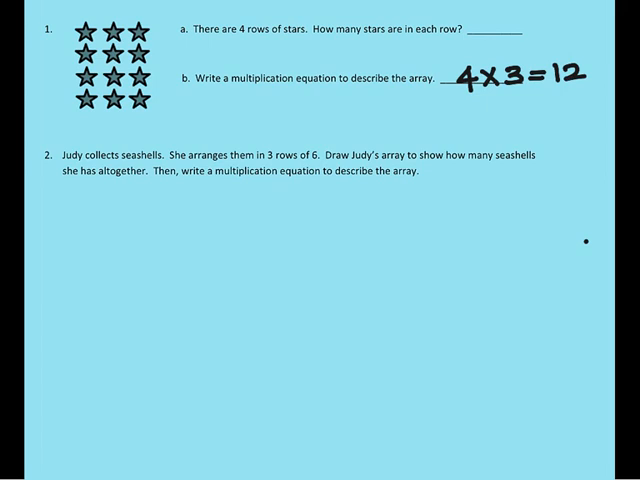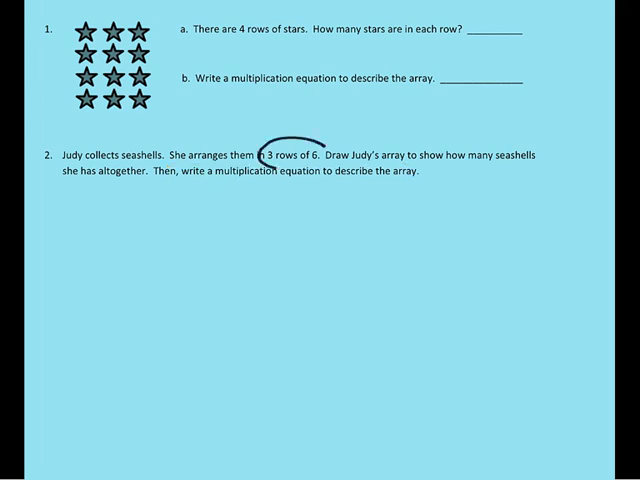The next question is, Judy collects seashells. She arranges them in 3 rows of 6. Draw Judy's array to show how many seashells she has altogether. Then write a multiplication equation to describe the array.